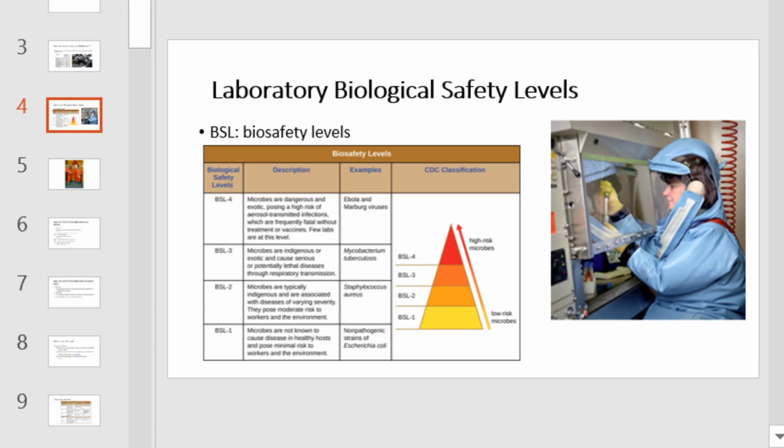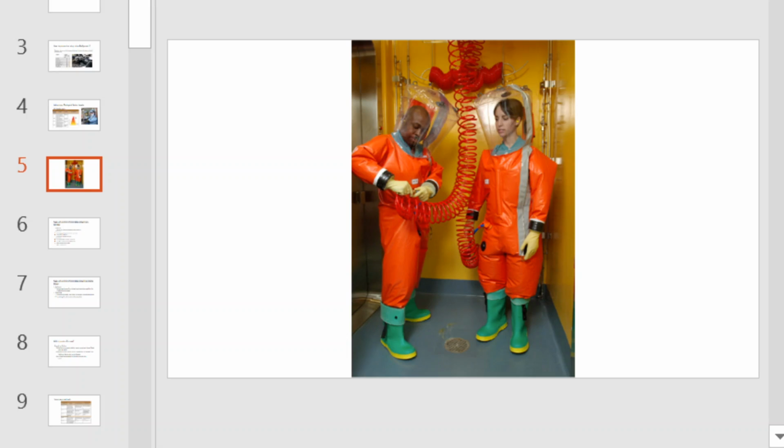To protect ourselves in a clinical setting, laboratory biological safety levels are maintained. This table summarizes the BSL levels from 1 through 4. In our lab environment, most of our work will be done between BSL levels 1 and 2. In hospitals and clinical labs, BSL levels 3 and 4 may be achieved. This is an example of equipment that might be used in elevated BSL level 4 environments.